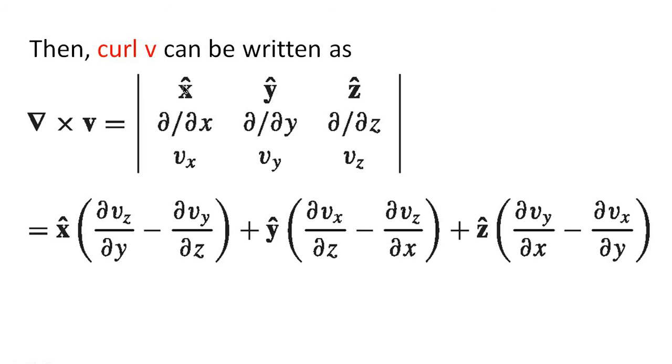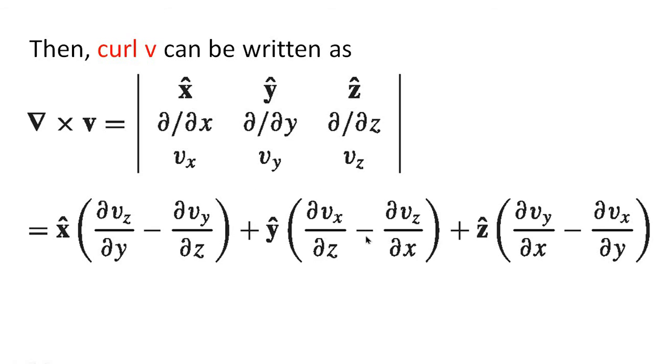Neglect the row and column containing x cap and take the remaining terms. Dou by dou y of vz minus dou by dou z of vy. Now minus y cap into, neglect the row and column containing it. Then dou vz by dou x minus dou vx by dou z. Then there will be one minus symbol here.